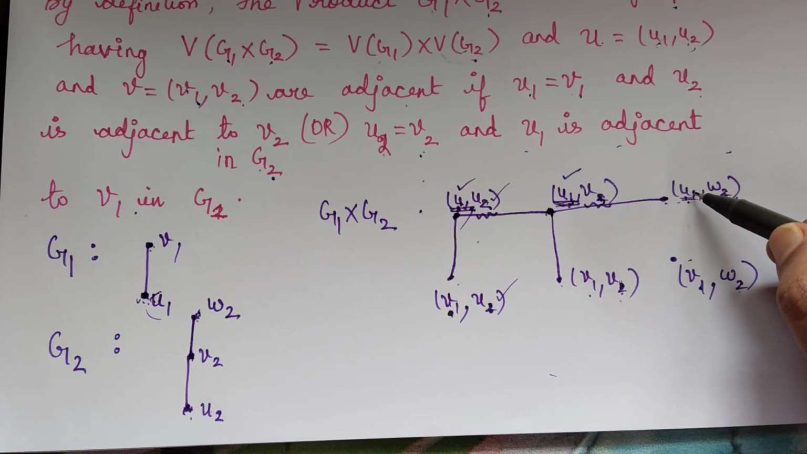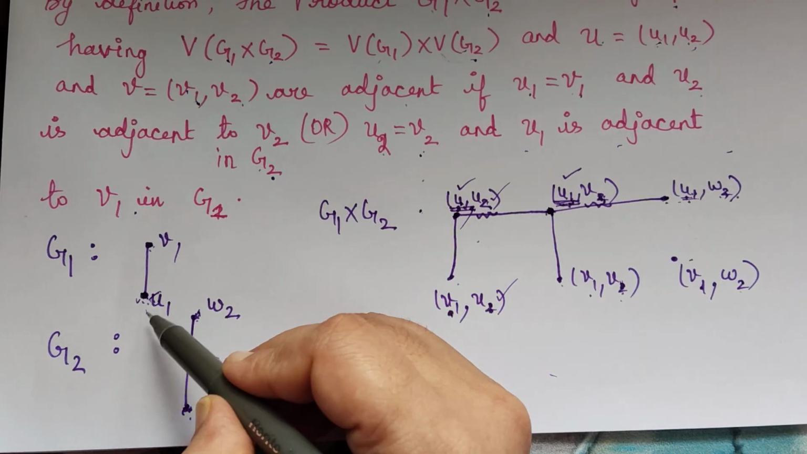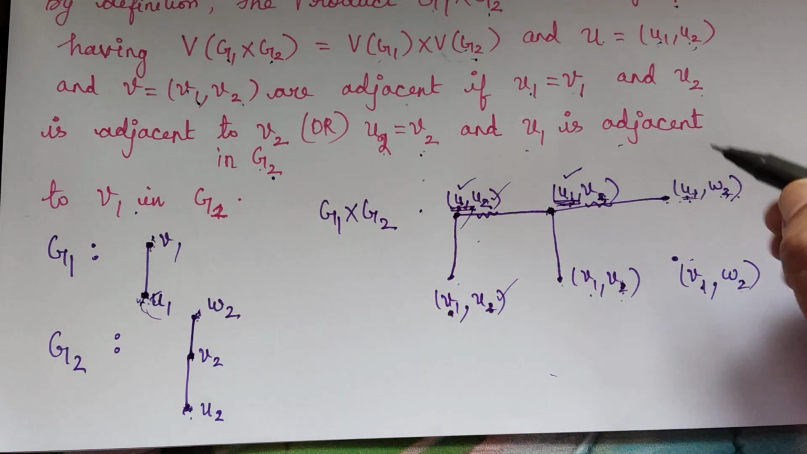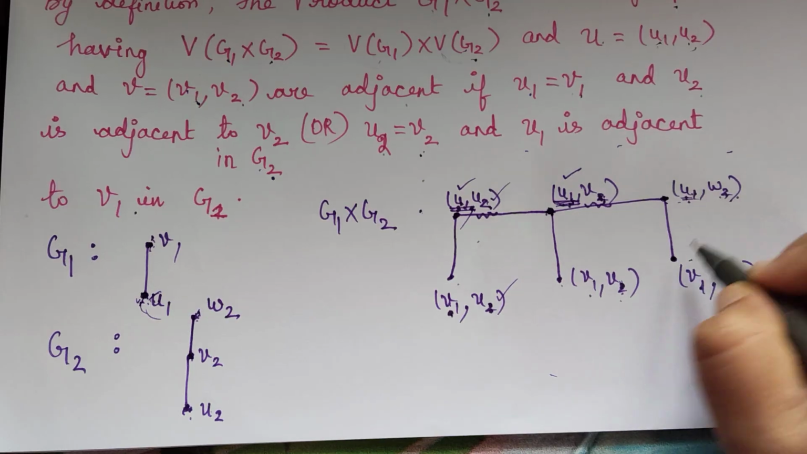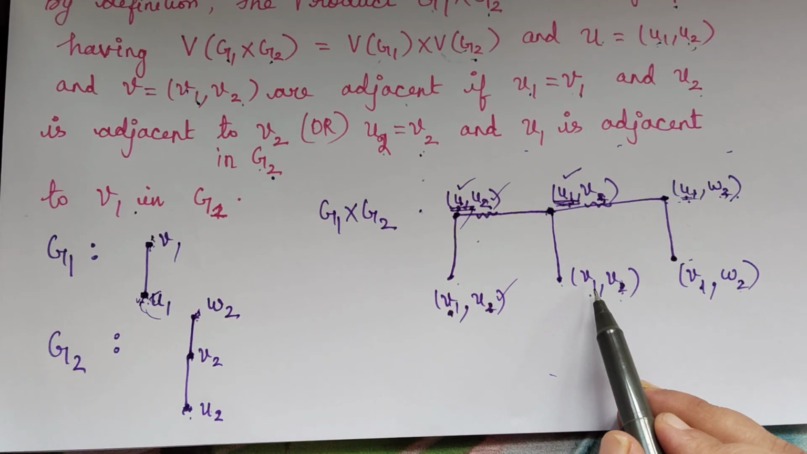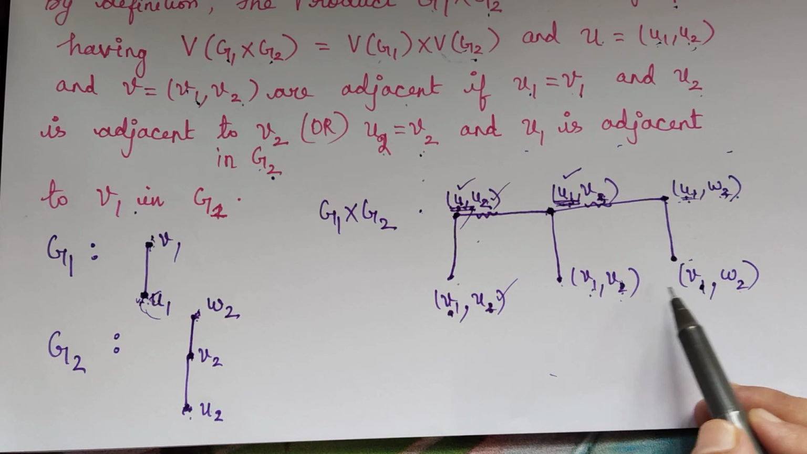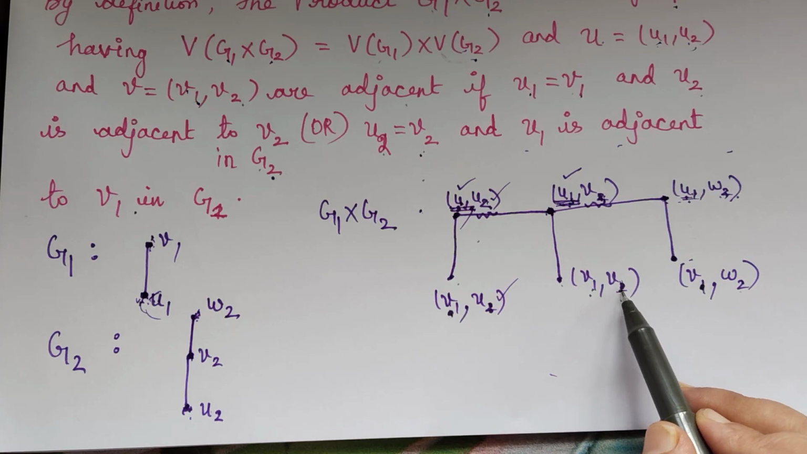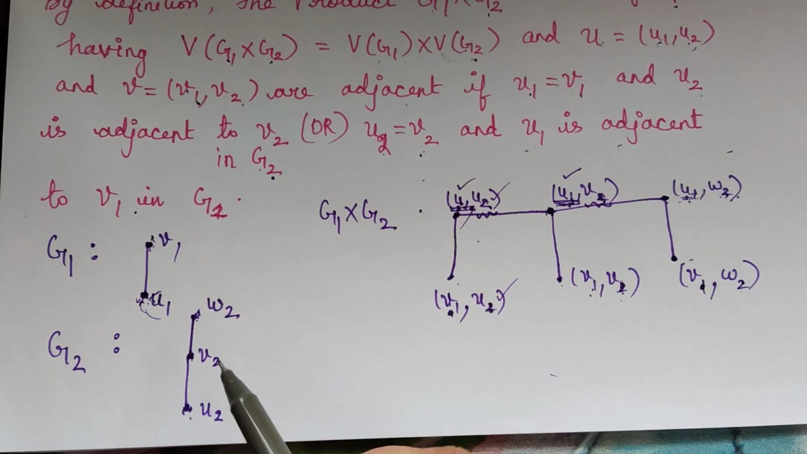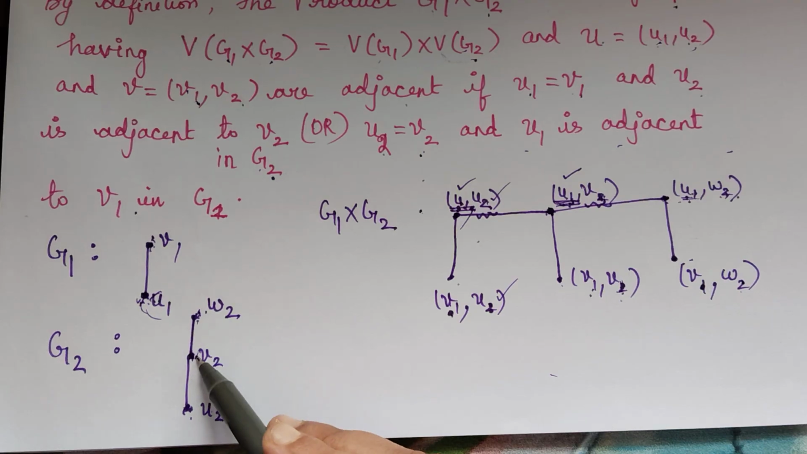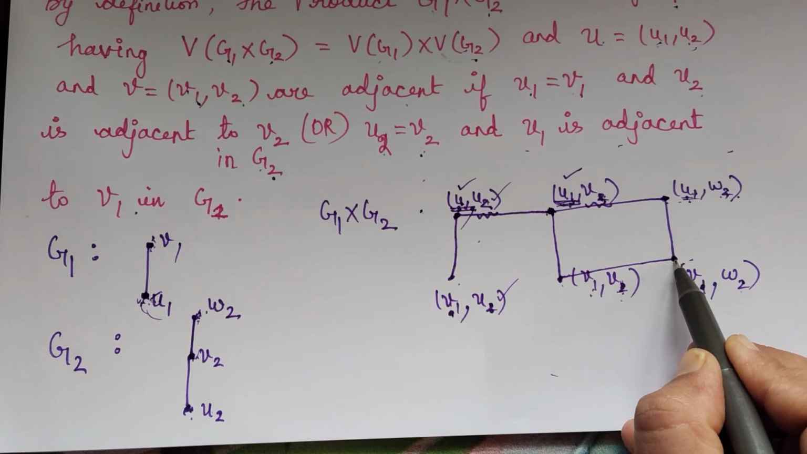We have to check whether u1 is adjacent to v1. So u1 is adjacent to v1, yes, so here we have to draw a line. Now these 2 points, if we check, v1 and v1, they are equal. So check the other 2 points, v2 and w2: are they adjacent here? Yes, they are adjacent, so here also they will be adjacent.